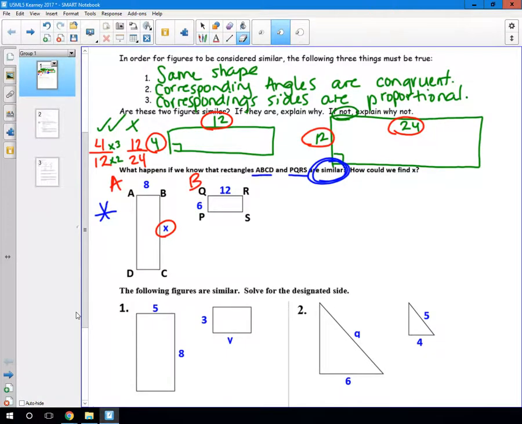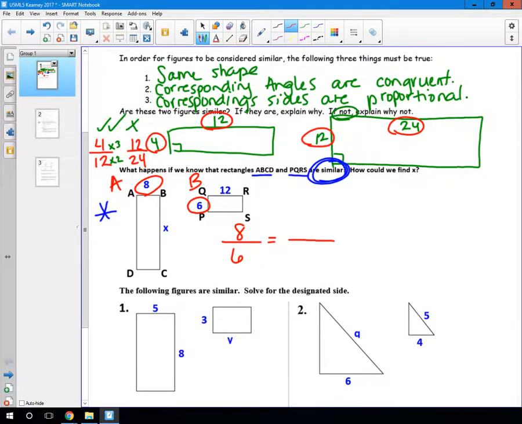So what I'm going to do is set up a proportion and figure out what x is. I'm going to choose one of my sides from figure A. Let's choose the 8. And what does that correspond with in B? That's right, it corresponds with the 6.